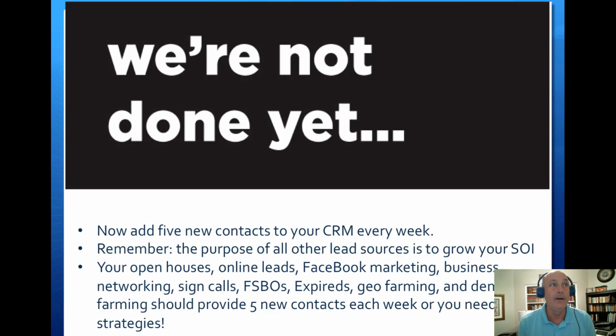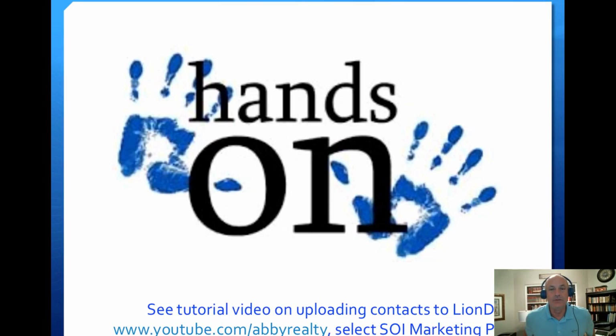And if you're like, well, I put everybody I know into the CRM, how am I going to get 5 new ones? Well, remember, we do have other lead generation sources. Open house, online leads, Facebook marketing, business networking, sign calls on our listings. We may be reaching out to FSBOs, expireds. We might be geo-farming, demo farming. So many ways to connect with people. If all of those sources that you're working in your business can't produce 5 new contacts every week, well, I would say that you need some new strategies, because any one of those things can produce dozens of new entries into your CRM every week. Remember from part 1, we're not accepting the things we cannot change, but in fact, we are changing the things that we find unacceptable.